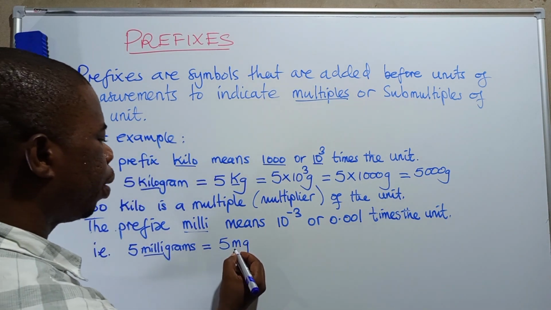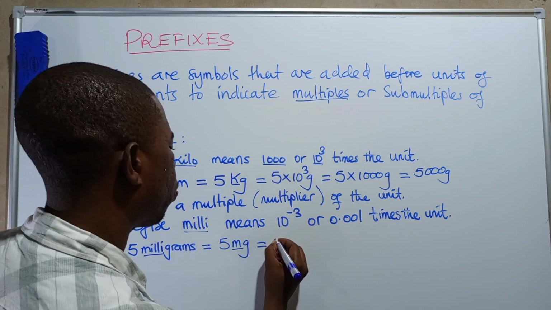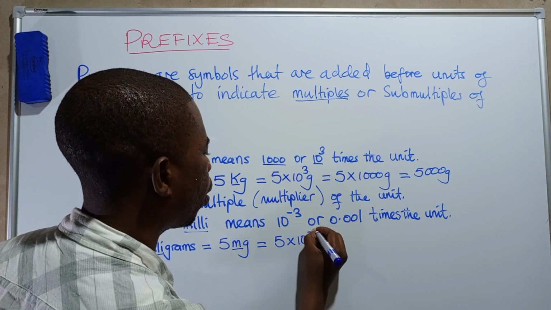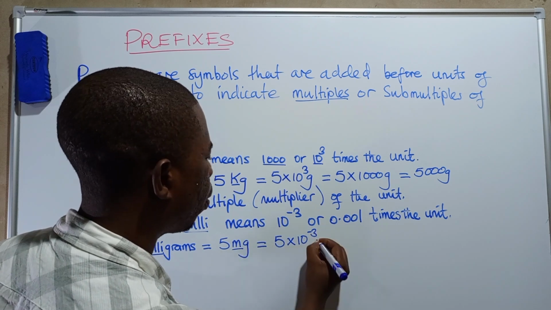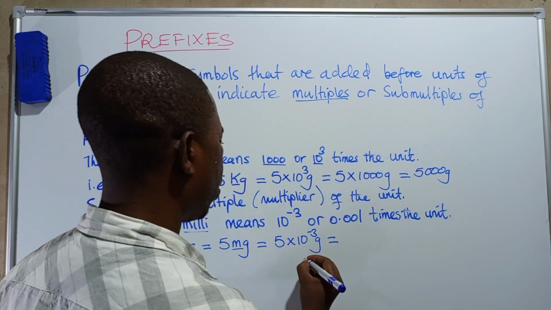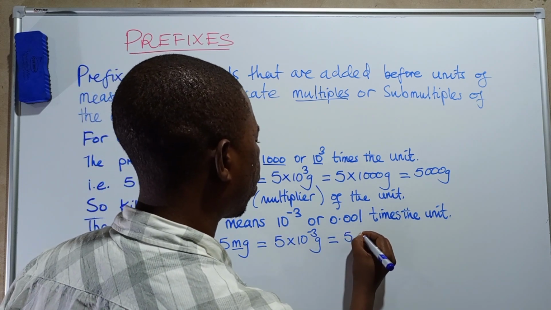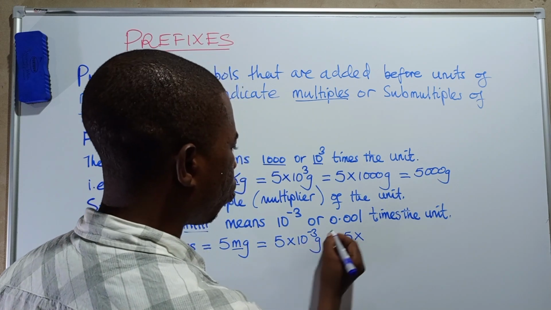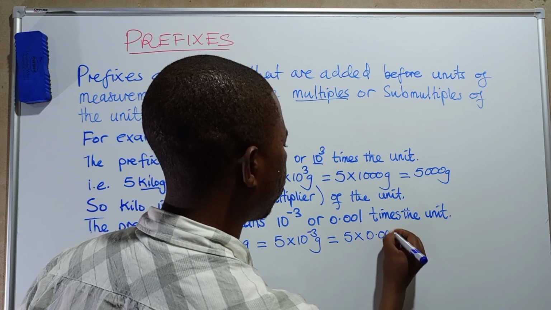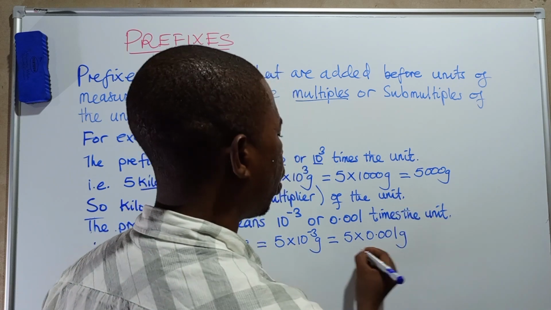Now, this milli represents 10 to the power negative 3. So we can also write it as 5 times 10 to the power negative 3 grams, which also means 5 times 0.001 grams.